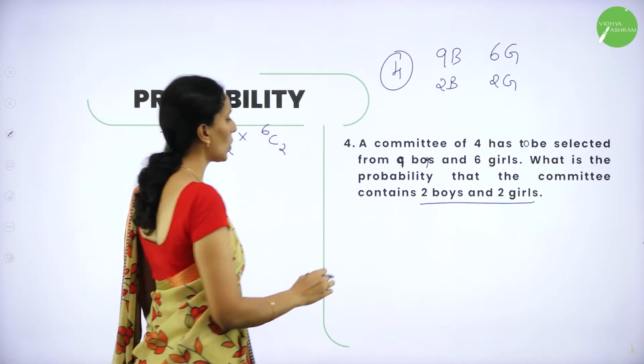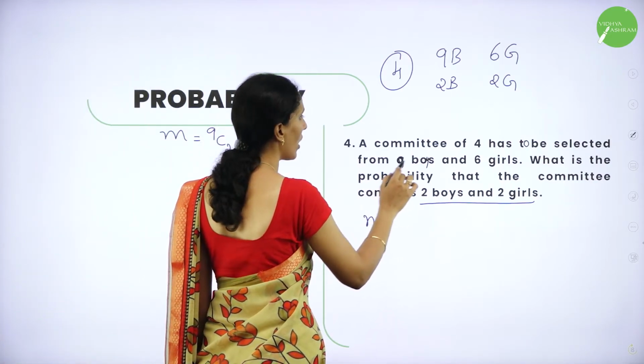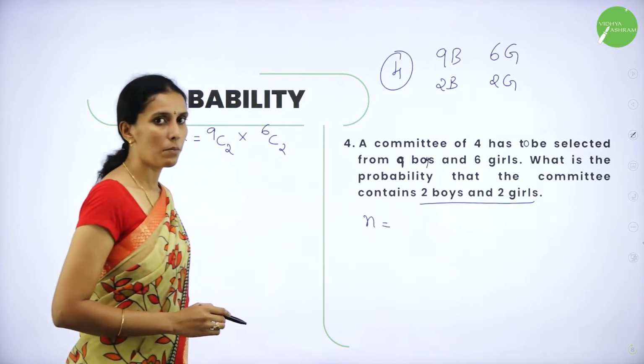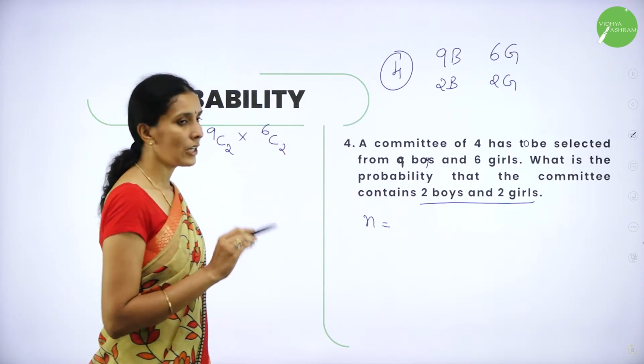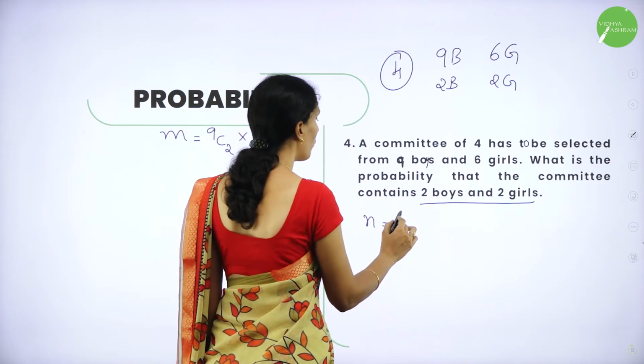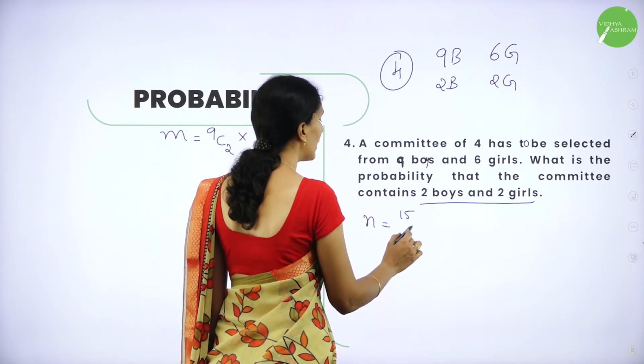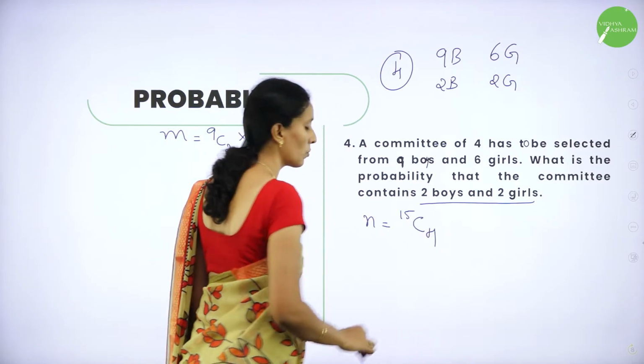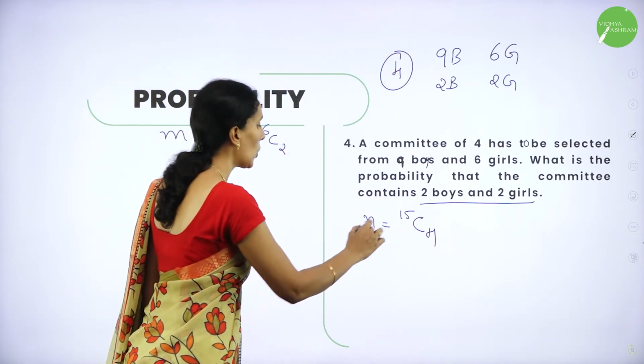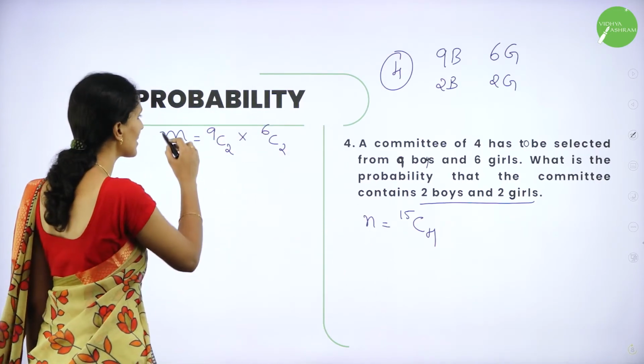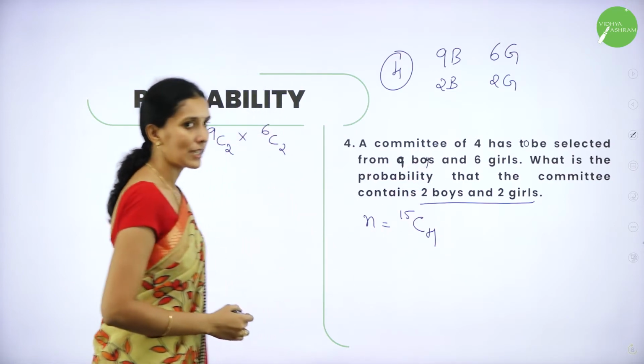And what about my total outcomes? How many boys and how many girls do we have? 9 boys and 6 girls. That is, in total, we have 15 people. Out of them, a committee of 4 has to be formed. So this is my total number of selections, and this is the selection of the girls and boys.